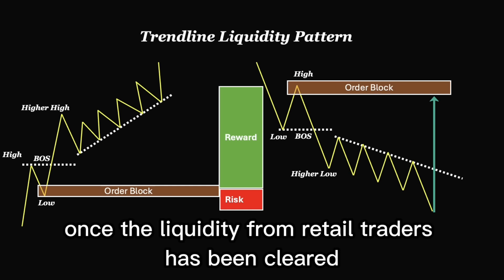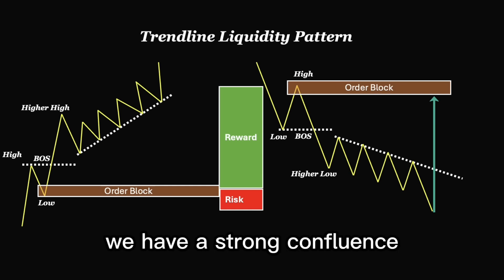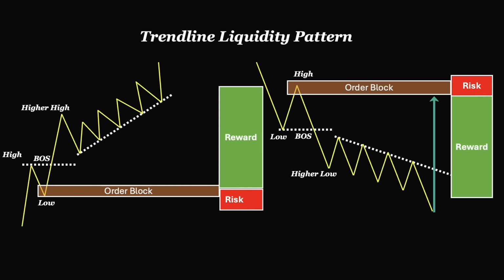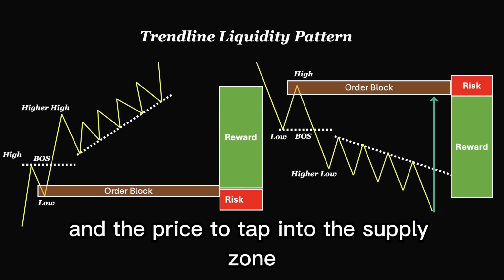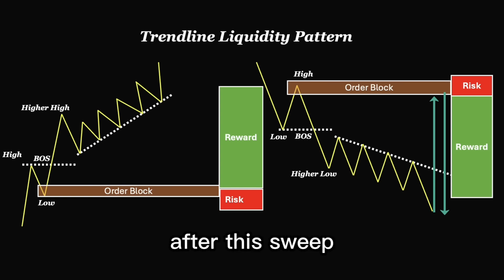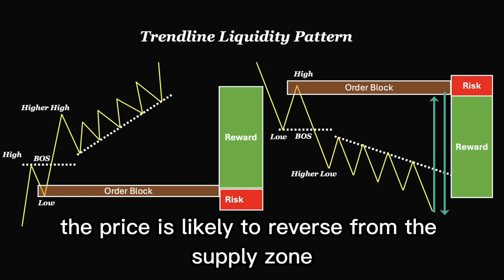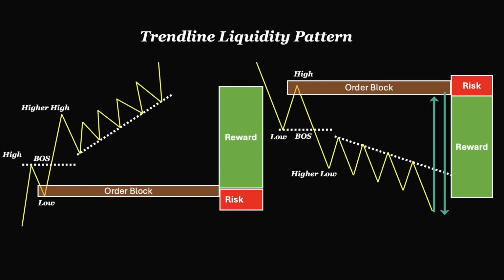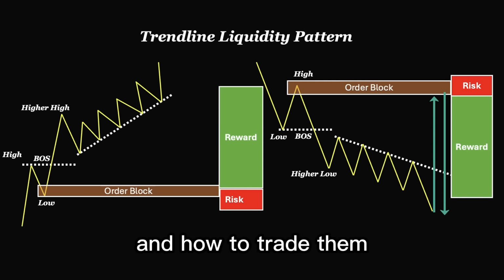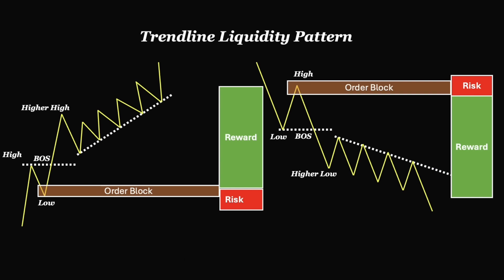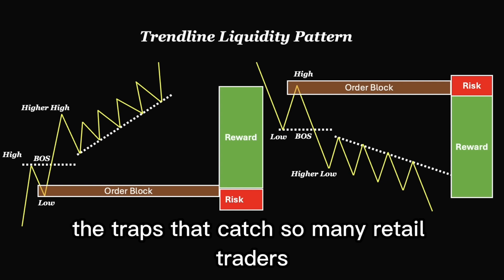Once the liquidity from retail traders has been cleared, we have a strong confluence, a signal to enter a short position from the supply zone. By waiting for the liquidity sweep and the price to tap into the supply zone, we align ourselves with smart money. After this sweep, the price is likely to reverse from the supply zone and continue downward in the dominant bearish direction. Now that we've covered the key liquidity patterns and how to trade them, you're well on your way to mastering these powerful strategies. It's all about aligning yourself with smart money and avoiding the traps that catch so many retail traders.